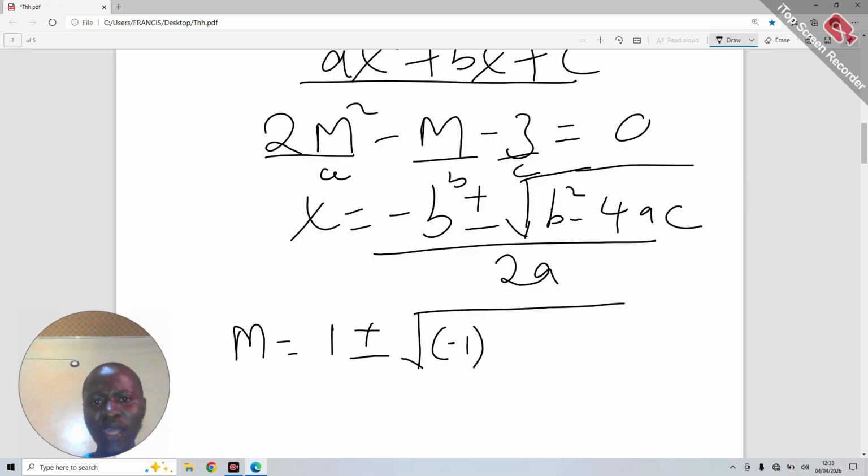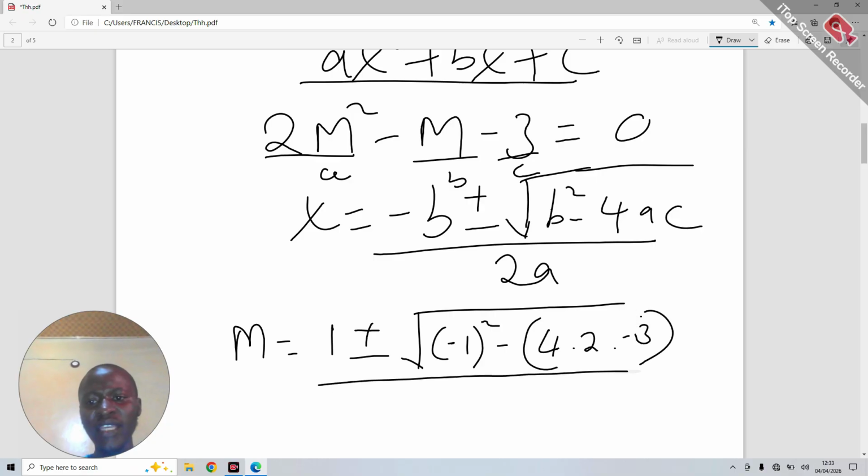Remember, b is the coefficient of m. And what is it? It is negative 1. So negative 1 squared minus, then we have bracket 4 times a. What is our a? Our a is 2. And what is our c? Our c is negative 3. And everything is all over 2a. 2 times a. And what was our a? a was 2. So 2 times 2, that is giving us 4.